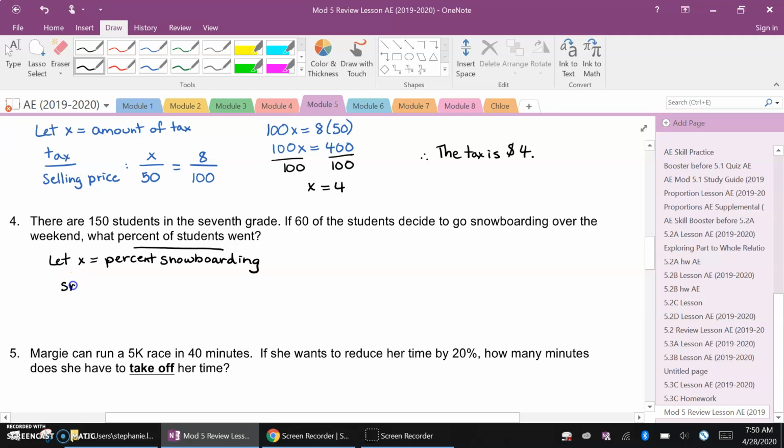So we have the snowboarding, or percent snowboarding, over 7th grade students, because 7th grade students in this case is going to be our total. We know that 60 students do go snowboarding out of the 150, and we would like to know what percent that is. So in this case, the X is going to go over 100. And then we're going to go ahead and cross multiply. We have 150 times X equals 60 times 100.